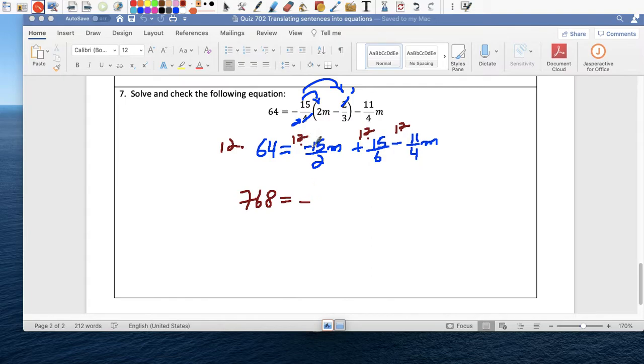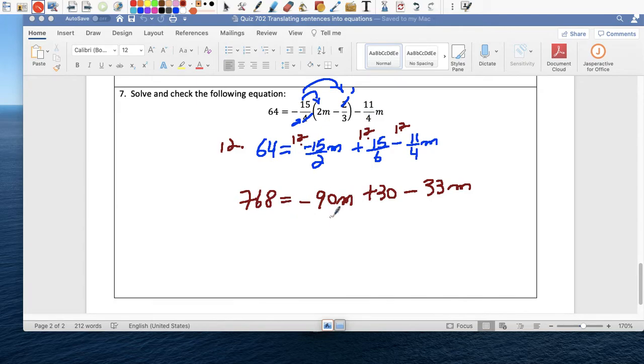Hang on a second, guys. So 12 times 15 divided by 2, that's going to give us negative 90m. 12 divided by 2 is 6, plus 30. And then here, 12 divided by 4 is 3 times 33m.